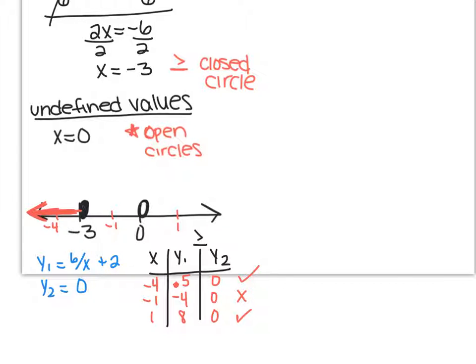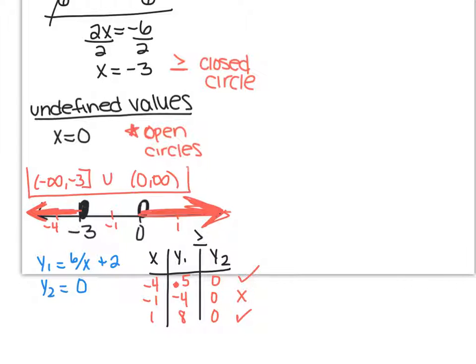And how the positive one worked, we're going to shade this way. So our answer is from -infinity to -3. So we write that like this, -infinity to -3, close bracket, union from 0 on. So 0 is an open circle, so it gets a parenthesis, 0 to infinity. So this is our answer. Okay, let's try another one.